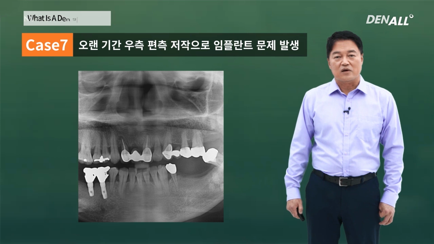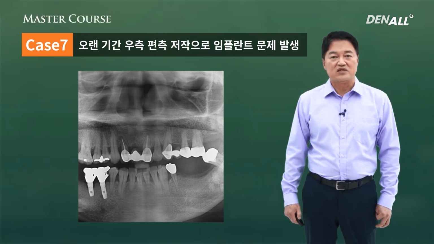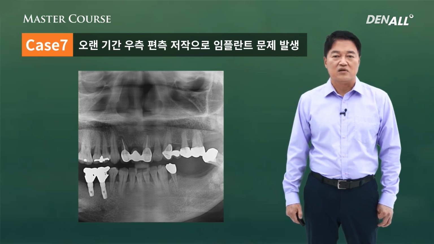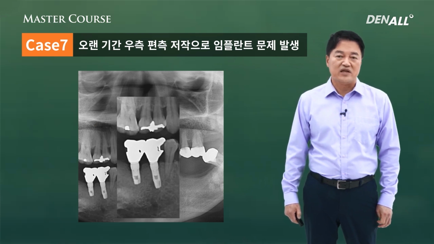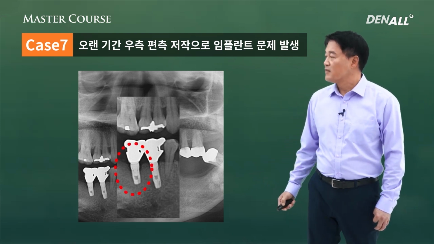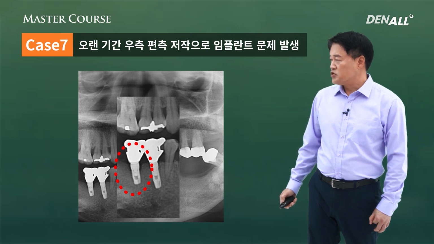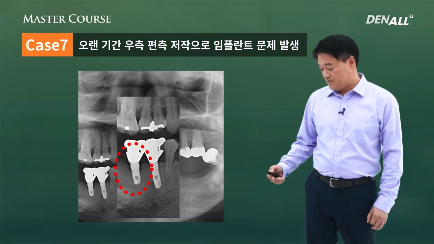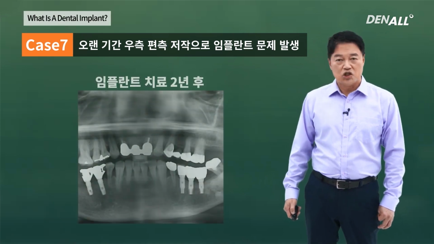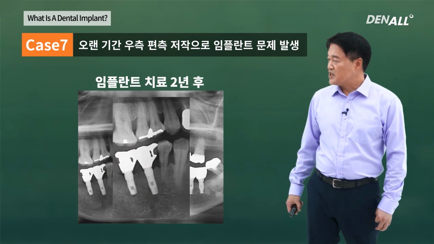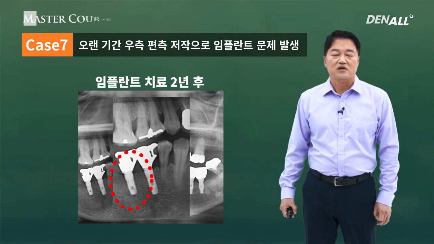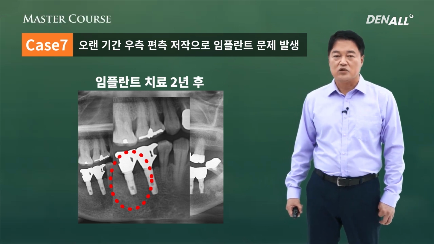As you can see on the left, the teeth are missing, and on the right, implants were placed and unilateral mastication was done. Due to overload on the implant, as you can see in red, a radiolucent line was observed. On the left, implant treatment was done. 2 years later, as shown in red, the radiolucent area has disappeared and normal bone has been formed.